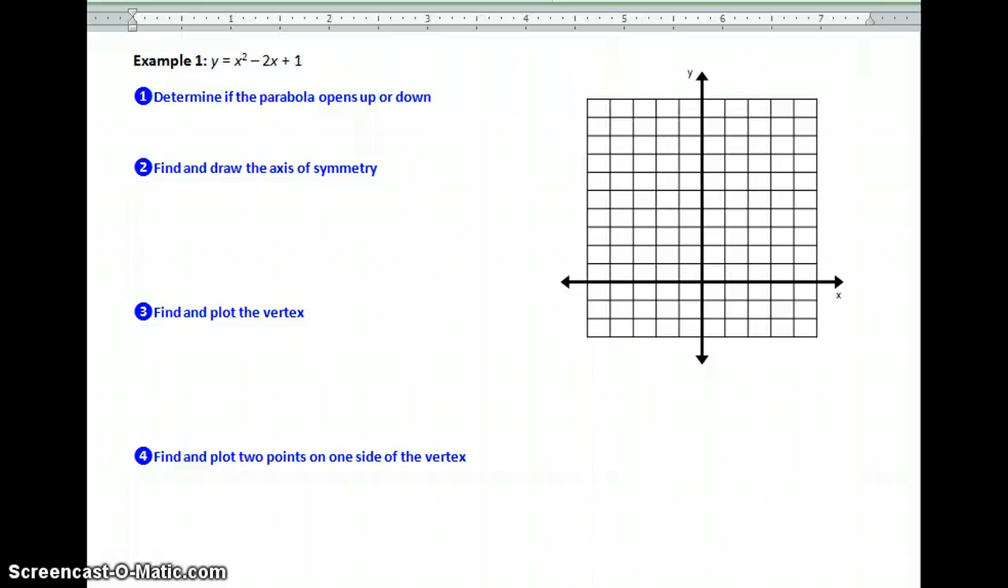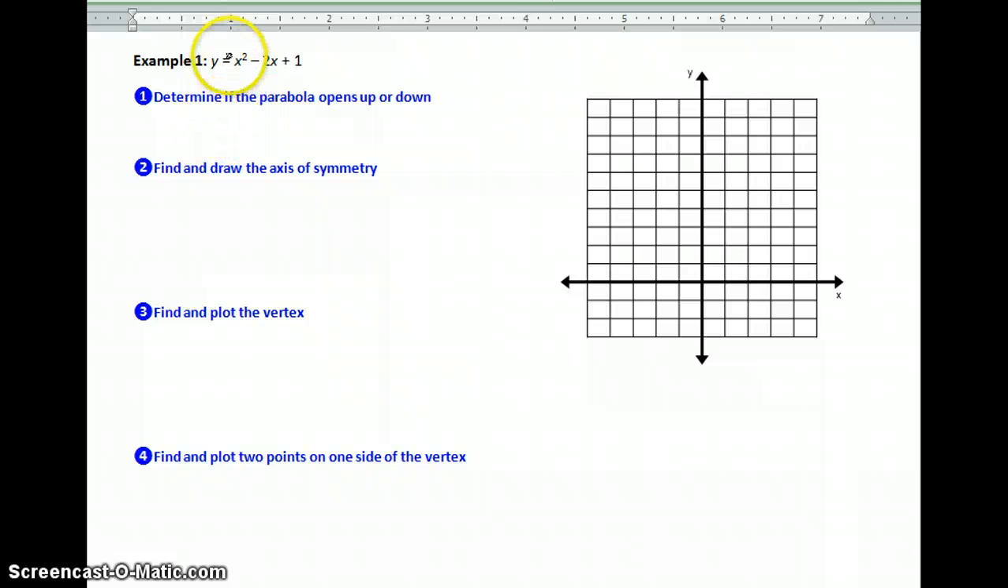We're given y equals x squared minus 2x plus 1. The first thing I need you to be able to do, and they might not ask you this explicitly on your homework, but I'm going to ask you on a quiz, so make sure you can do it: tell whether this parabola opens up or opens down.